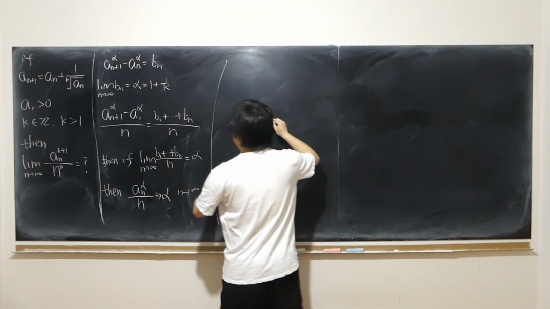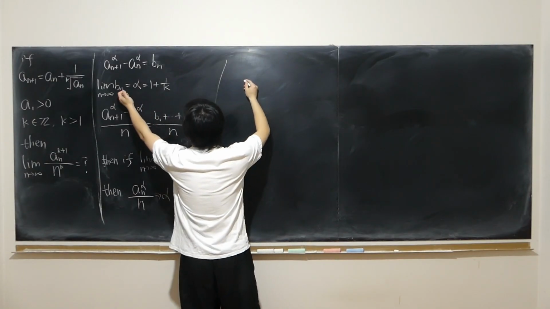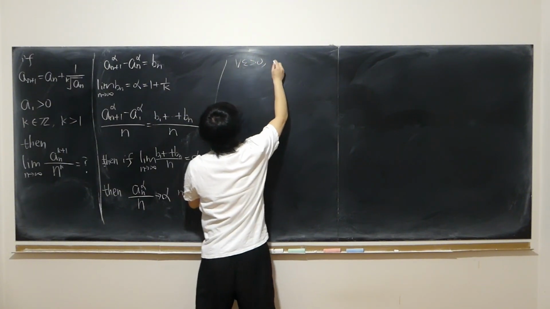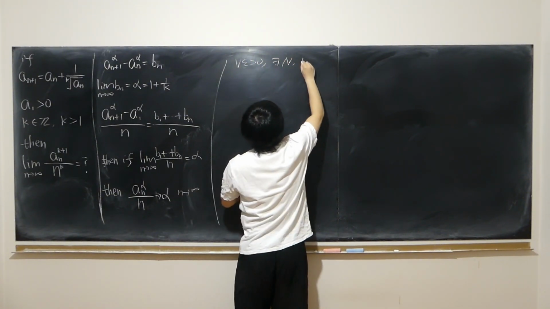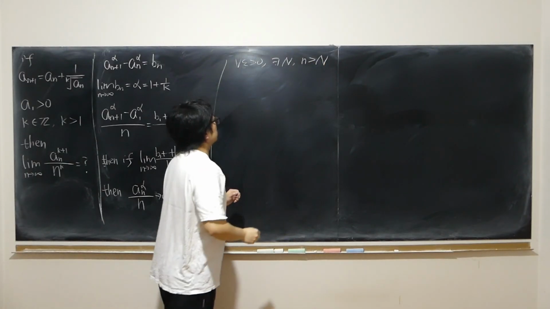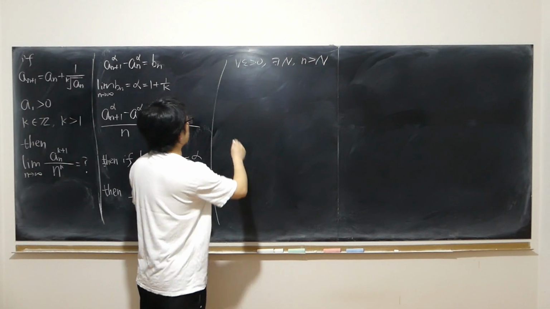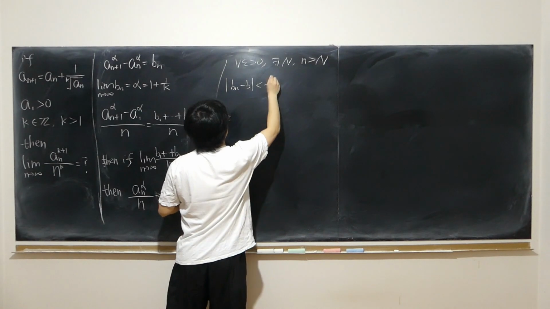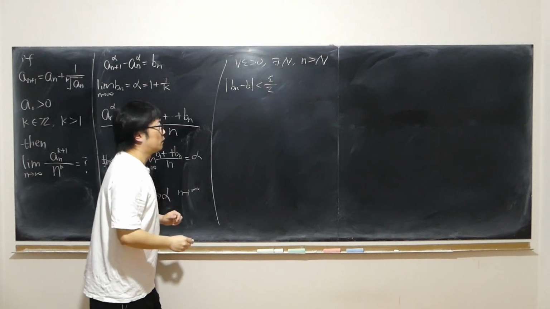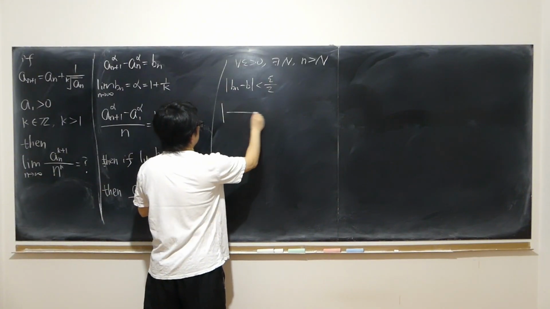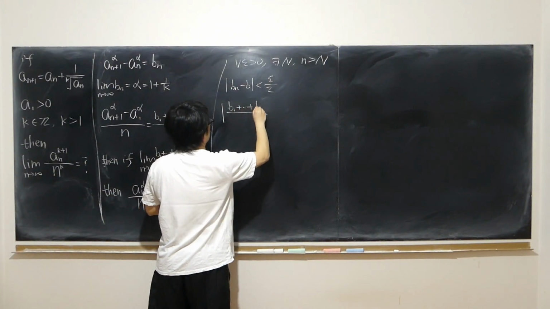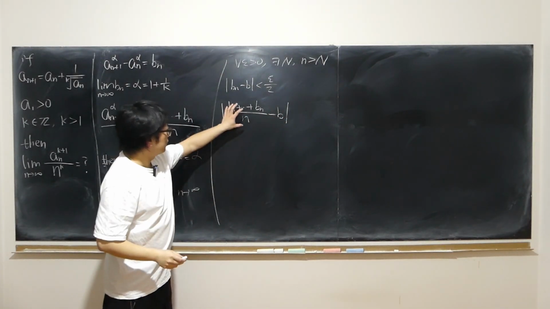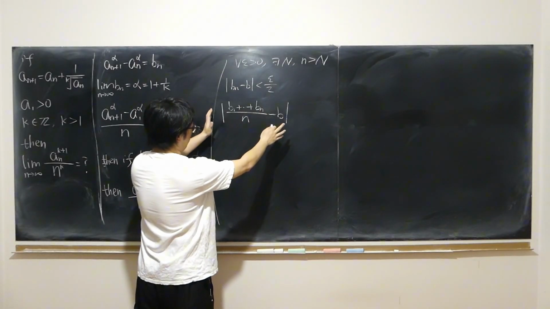So, like I said, given that b_n tends toward alpha, for any epsilon greater than 0 there is a capital N such that as long as little n is bigger than this capital N, we always have the absolute value of b_n minus b less than half of epsilon. So consider the absolute value of b_1 all the way to b_n over n minus b. We want to show the limit of this is b. So if this can be small enough, then we're done.